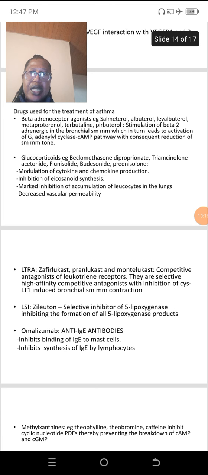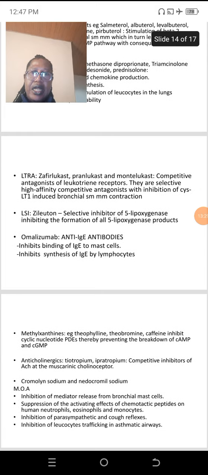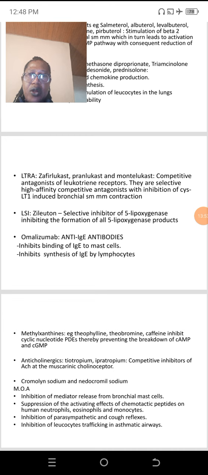Omalizumab is an anti-immunoglobulin E antibody which inhibits binding of immunoglobulin E to mast cells. It also inhibits the synthesis of immunoglobulin E by lymphocytes. Lastly, the methylxanthines, examples of which are theophylline, theobromine, caffeine, inhibit cyclic nucleotide phosphodiesterases, thereby preventing the breakdown of cyclic AMP and cyclic GMP. The anticholinergics, tiotropium and ipratropium, are competitive inhibitors of acetylcholine at the muscarinic cholinoceptor.